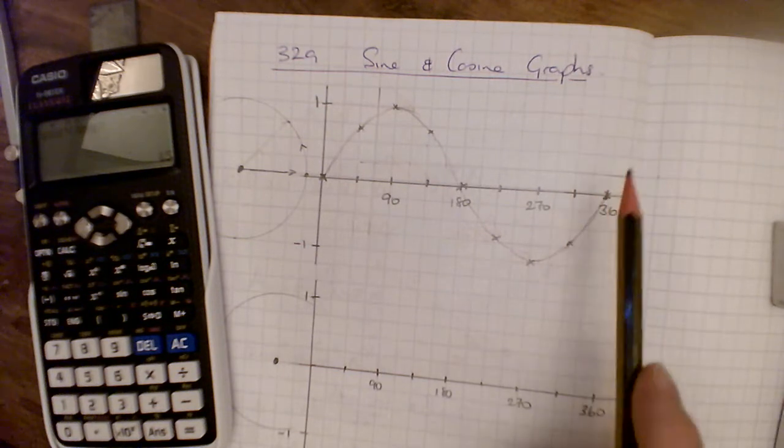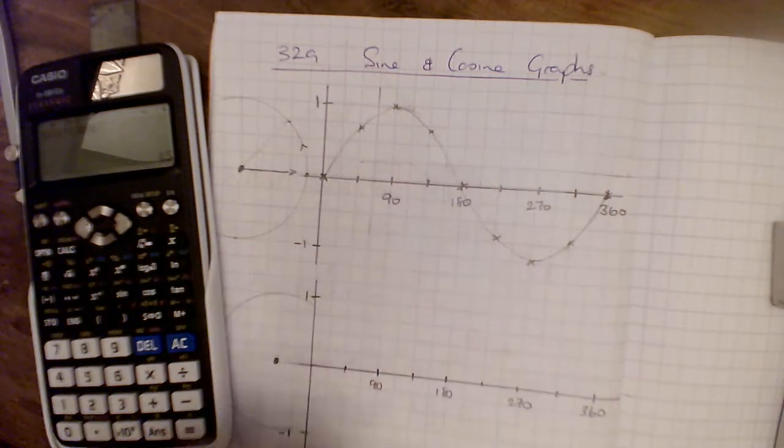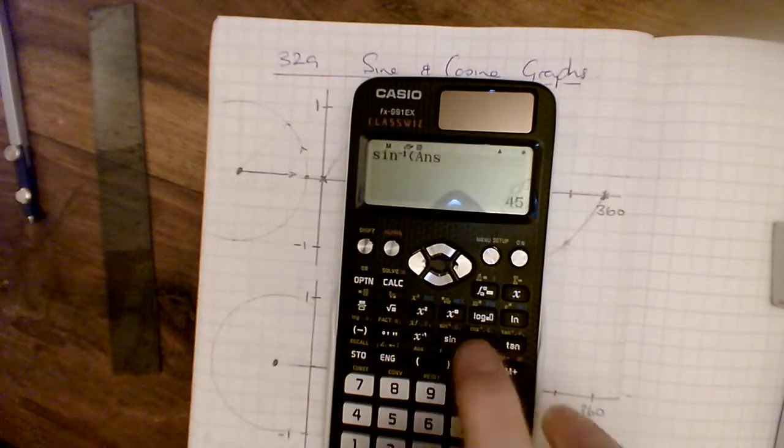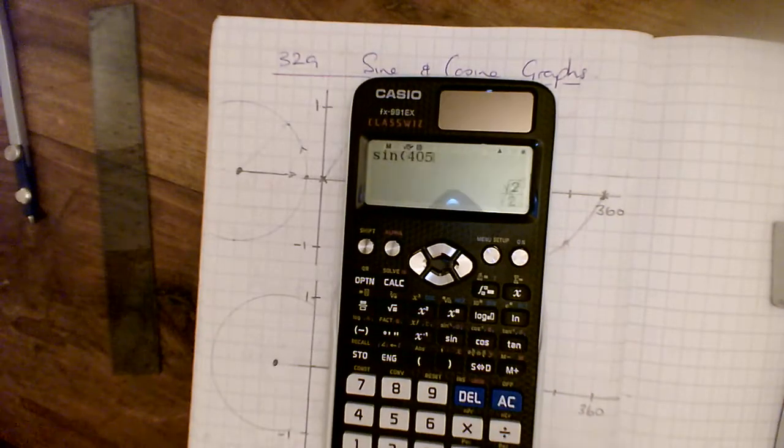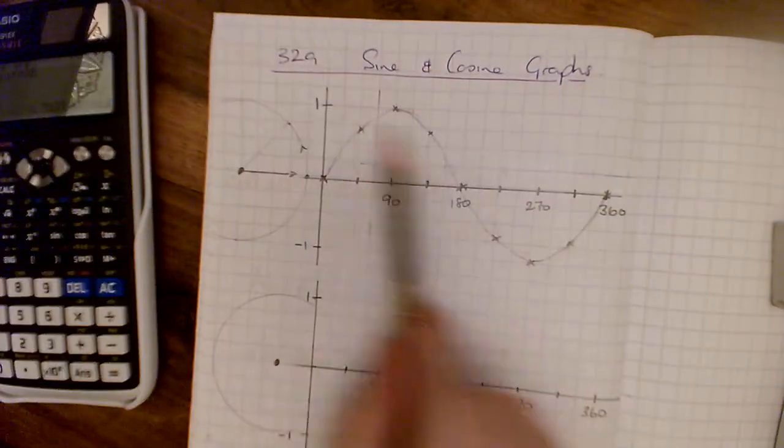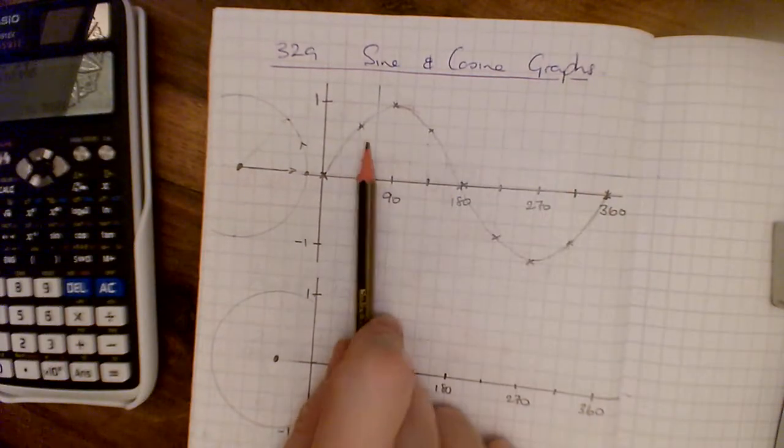So the next one will be 405, would be the same. So if I do the sine of 405, let's have a look, I should get, yep, 0.707 again, because they're all at the same height, okay, and your calculator is just going to tell you the first one.